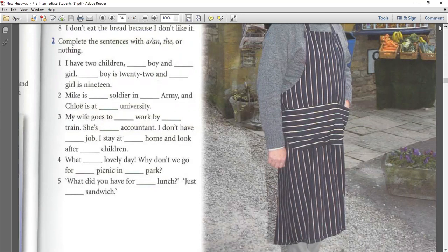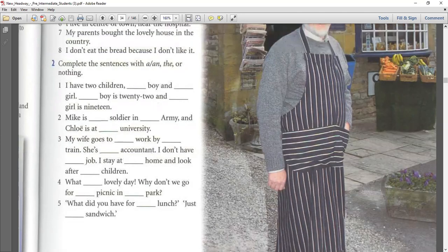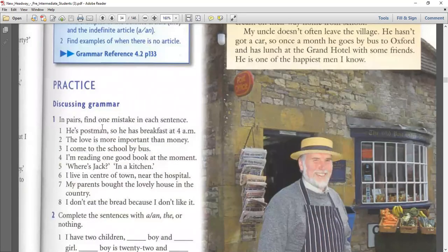Now, exercise number 1 involves one mistake in each of these sentences. Most of the sentences contain certain mistakes, so we will correct them. Number 1, he's postman, so he has breakfast at 4 a.m. The mistake is in he's a postman. We have to put a in this place. He is a postman, so he has breakfast at 4 a.m.